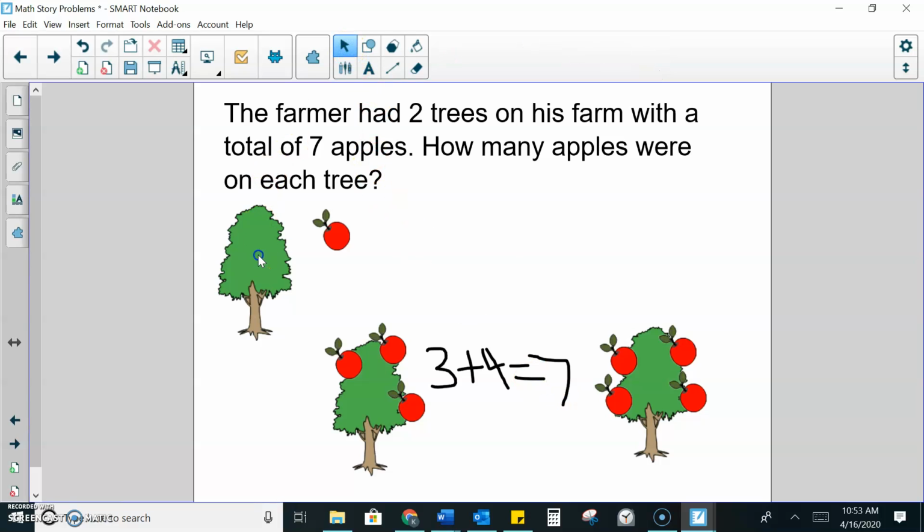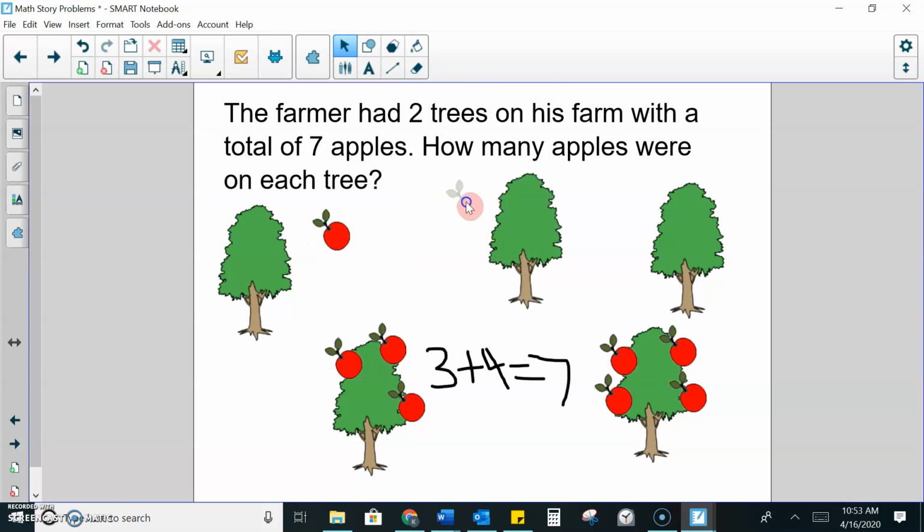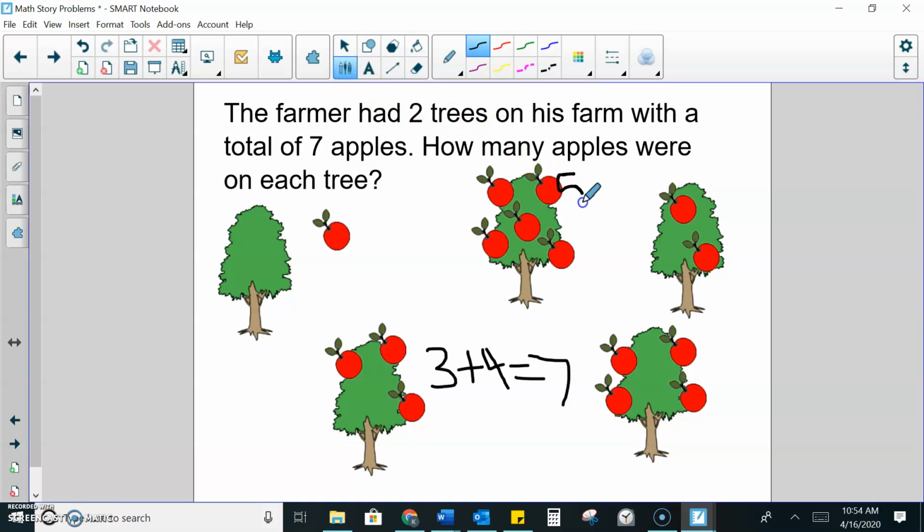Great. Okay, here's another option, another answer. On this tree, you could have 4 and 5 apples. So if I have 5 apples on this tree, 5, I can count on 6 and 7. How many are on the other tree? There are 2. You are correct. So 5 plus 2 equals 7.